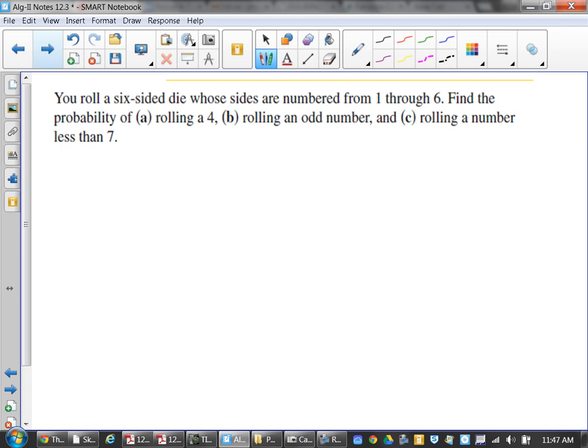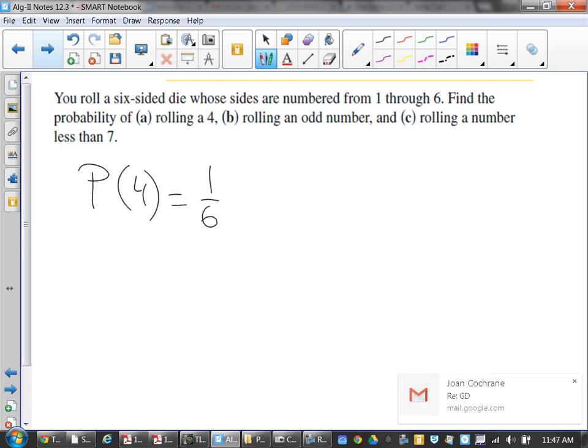It's a singular, instead of having dice, the singular die. So the probability of rolling a 4 is what? 1 in 6. You'll see it written as this: probability of a 4 is 1 to 6.